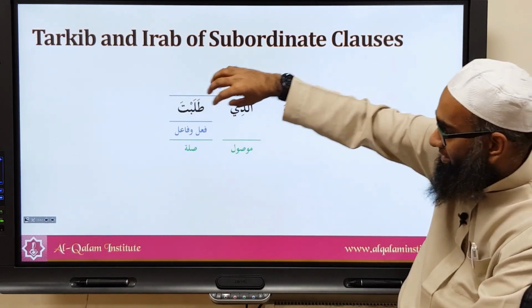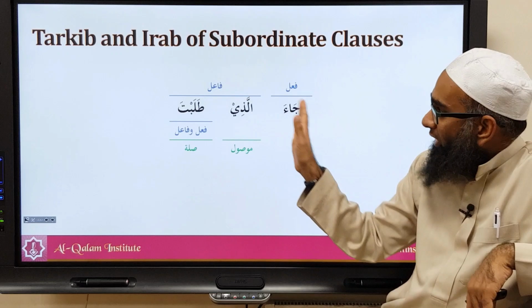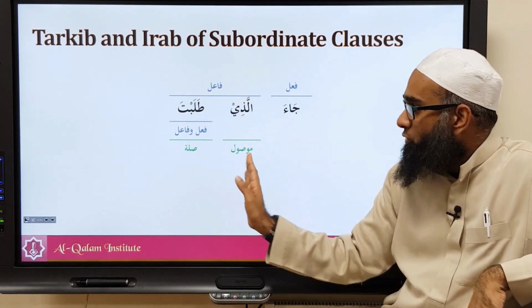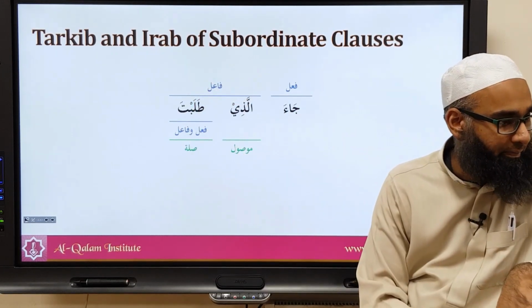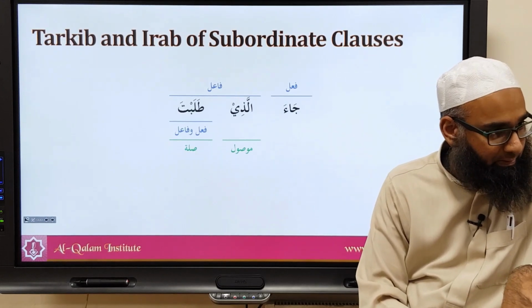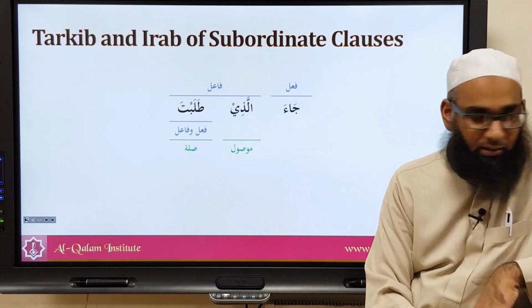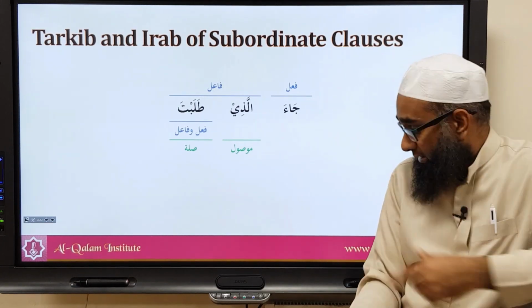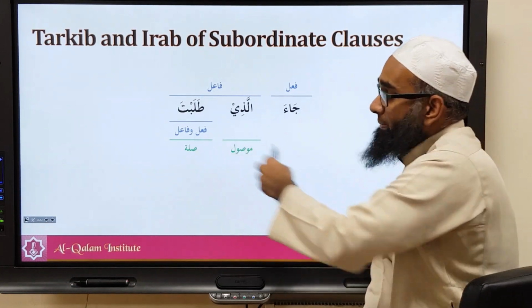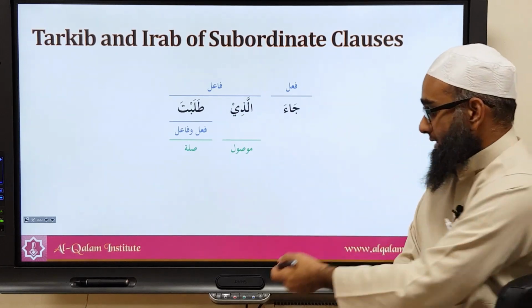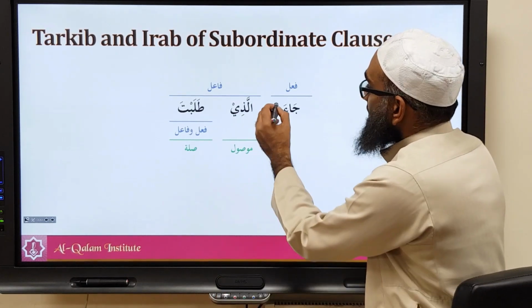The alladhi makes the sentence what? Ma'rifa. So fa'il, repeat the fa'il down into mawsool and sila. Correct? Make sense? So alladhi talabta is mawsool sila, fa'il. So to keep it simple, sometimes the mawsool sila becomes what directly? The fa'il. Sometimes you can have, for example, ja'a.